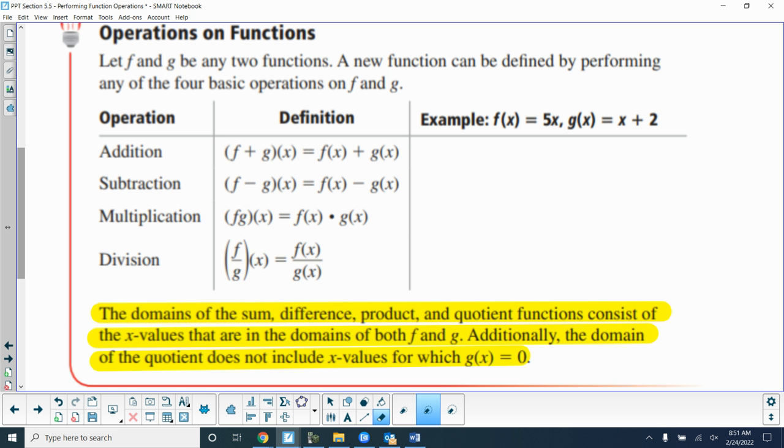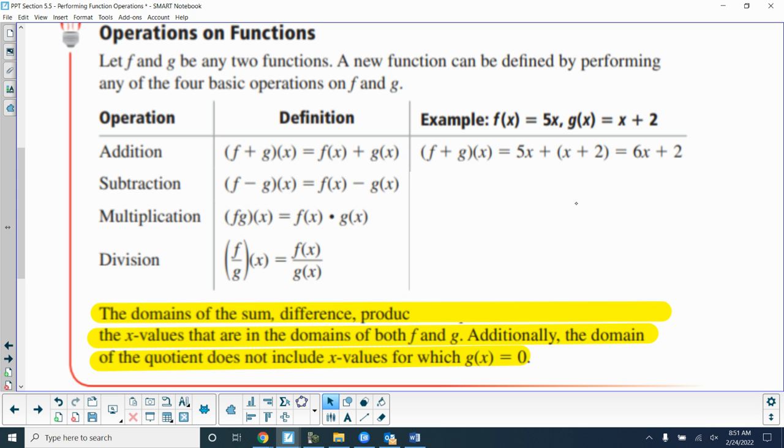So, if f of x is 5x, and g of x is x plus 2, if I want to go f plus g of x, I'm just going 5x plus x plus 2. That's all that means. And then just combine like terms. What's 5x plus x? 6x. So this is 6x plus 2.